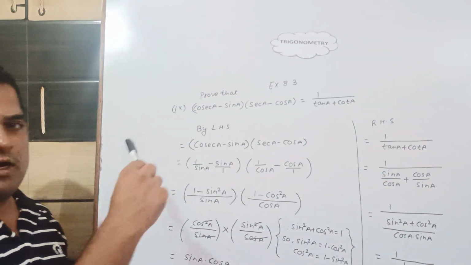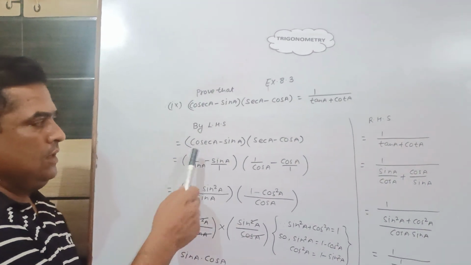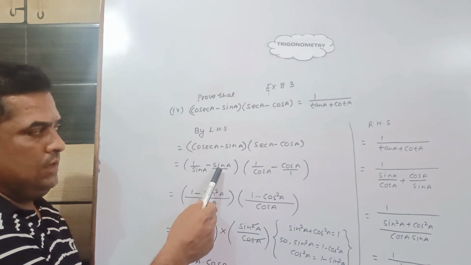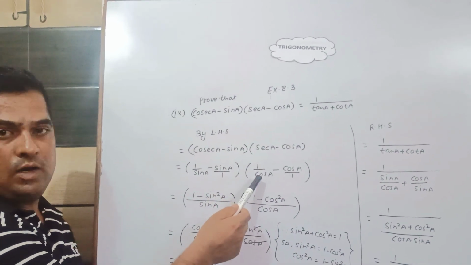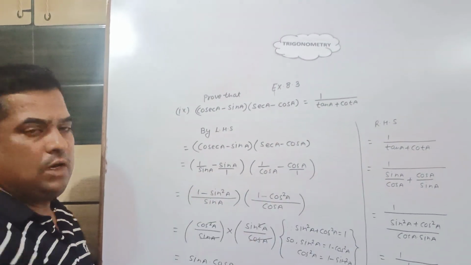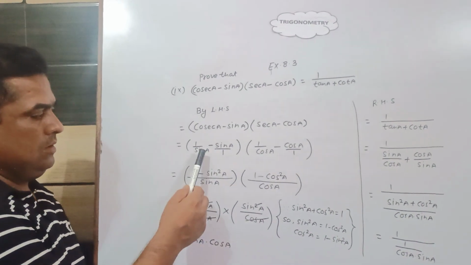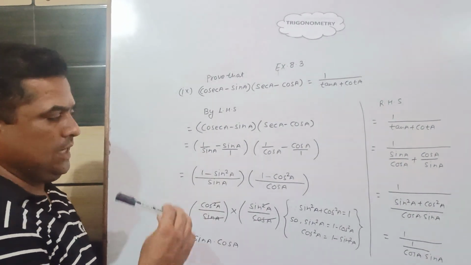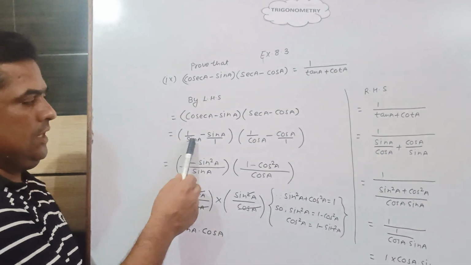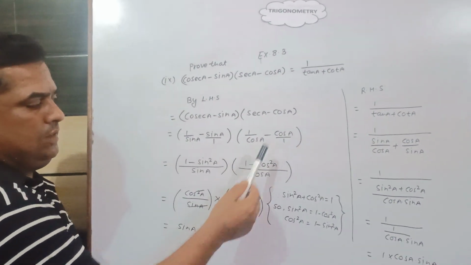We will convert all the trigonometric ratios in sin and cos. You know very well the value of cosec a. In the place of cosec a, you will write 1 upon sin a minus sin a. In the place of sec a, we can write 1 upon cos a minus cos a. We are taking 1 in the denominator. These are two fractions, so we are taking the LCM. The LCM of sin a and 1 is sin a, so this will be 1 minus sin square a, sin into sin. In the second bracket, the LCM of cos a and 1 will be cos a.